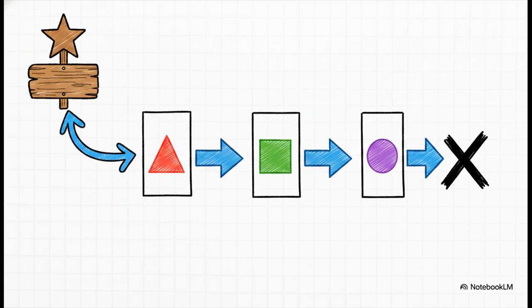But wait, how do we actually start this whole chain? Well, we use a special pointer called the head pointer. Now, the head pointer doesn't hold any data itself. Its only job is to point to the very first node in our list, so we know exactly where our scavenger hunt begins. Once you have the head, you just follow the pointers from node to node until a pointer aims at null, which simply means the list is finished.